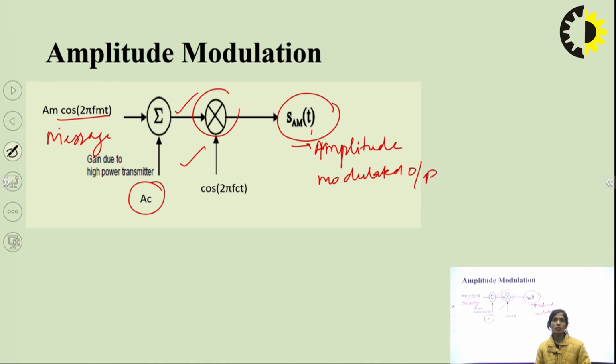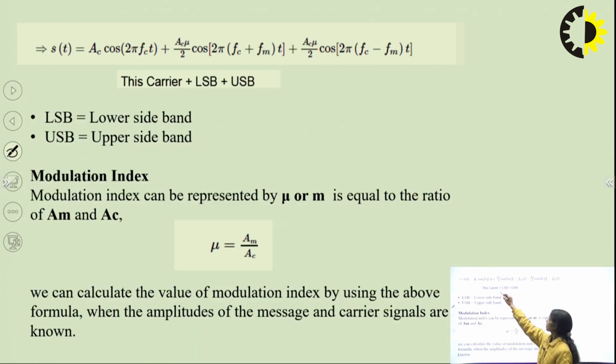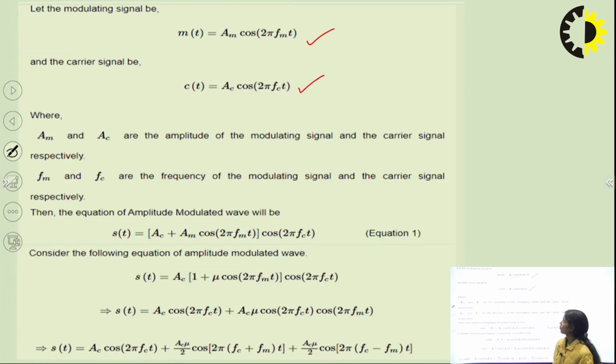So let us see how this can be achieved mathematically, how we are going to obtain an equation for the modulated wave SAM. Here we can see the equations of the message signal and carrier signal. The message signal is represented as AM cos of 2 pi fm t. Here I am taking the cosine signal, and the carrier signal is AC cos of 2 pi fc t, where AM and AC are the amplitudes of the modulating signal and carrier signal respectively. fm and fc are the frequencies of the modulating signal and carrier signal respectively.